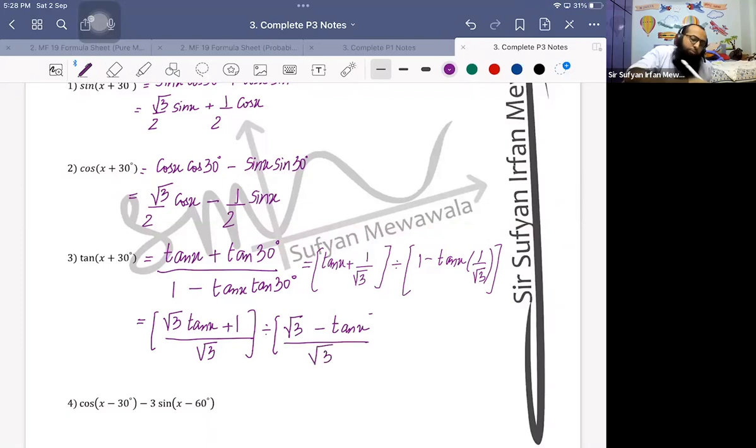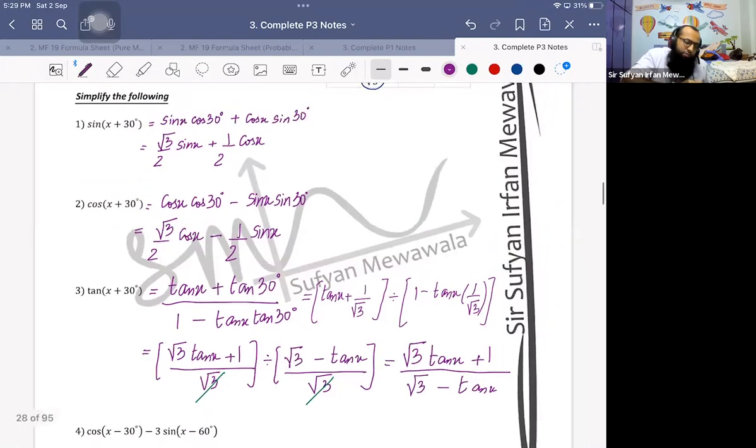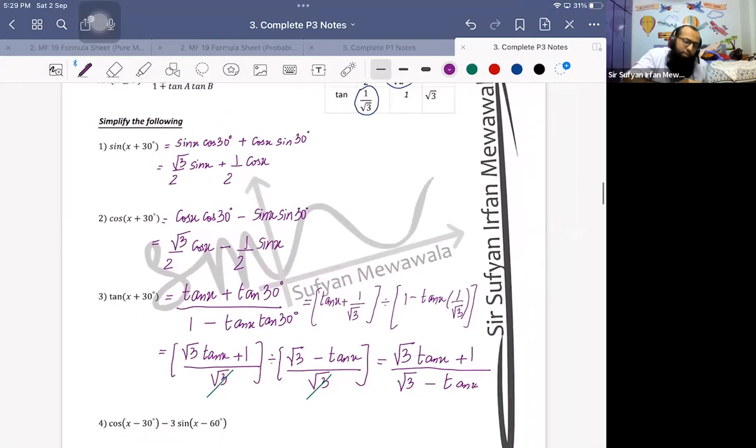Then when we reciprocate, because division gets converted to multiplication, the fraction will get reciprocated. Root 3 will be cancelled with root 3, so we can directly cancel them. And the final answer that we are going to give is root 3 tan x plus 1 divided by root 3 minus tan x. Right? So this is the simplification part that we have done for the first 3 examples using the compound angle formulas given above.